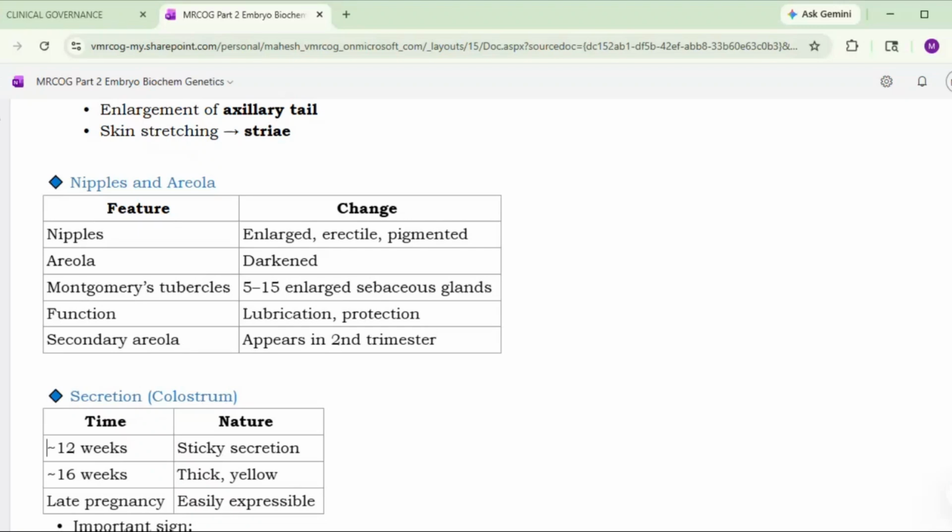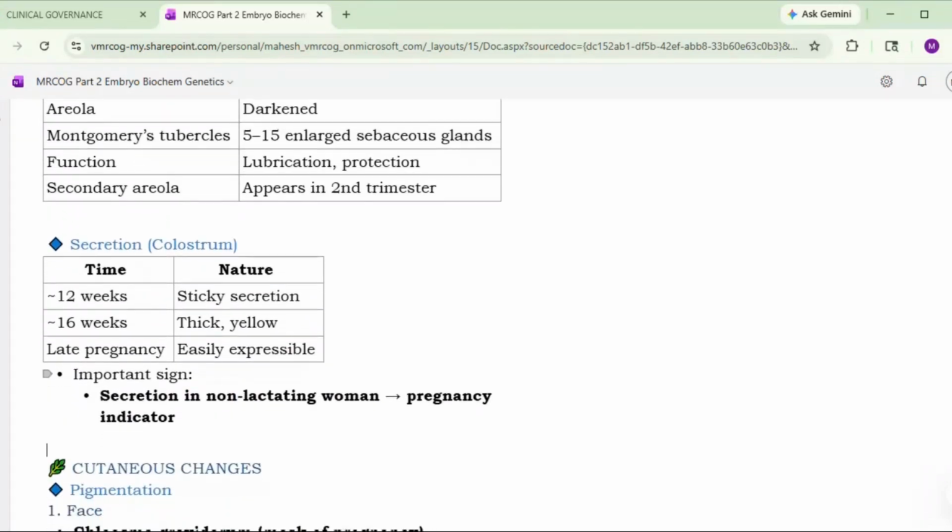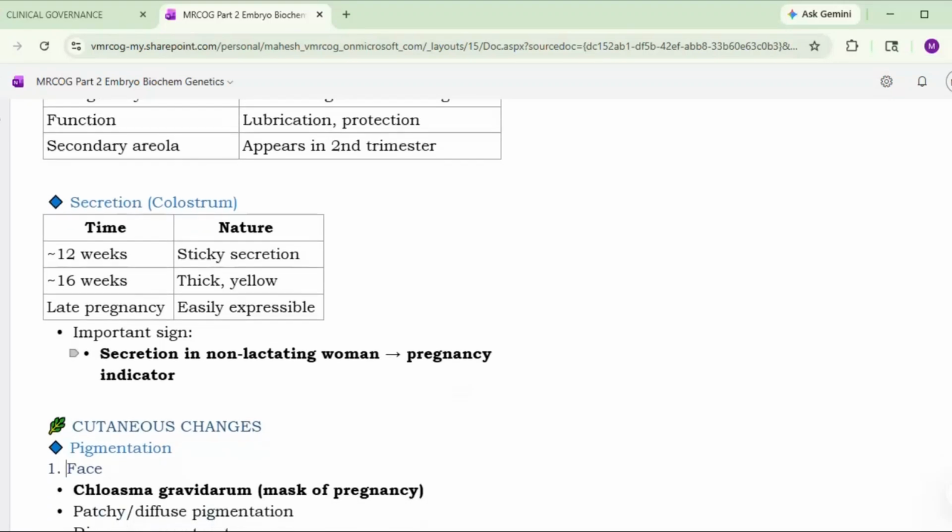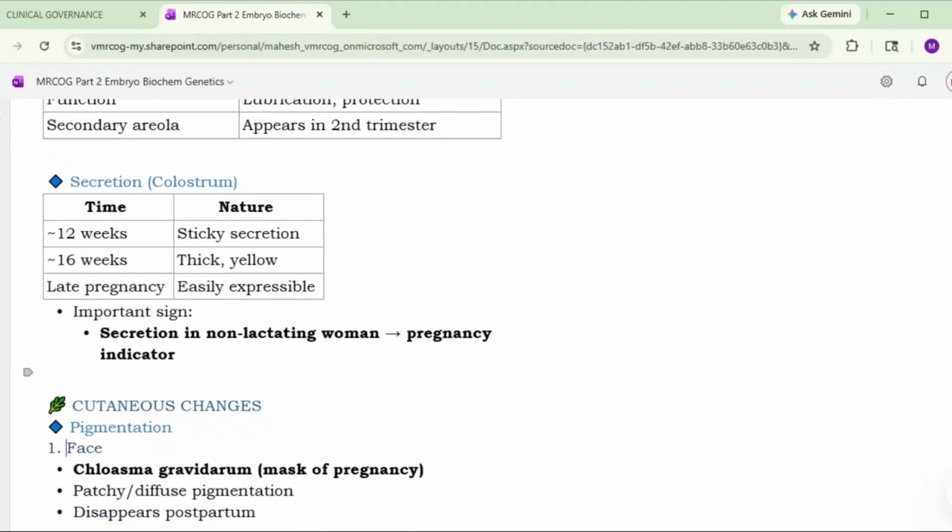There is a secondary areola which appears in the second trimester. Okay, so the areola is a darkened area around the nipple. Then secretion from the breast, which is called colostrum. So by around 12 weeks, you get some sticky secretion. Around 16 weeks, it becomes thick and yellow, and in late pregnancy, it is easily expressible. Okay, so presence of secretion is also one of the important signs of the pregnancy. So secretion in non-lactating women is a pregnancy indicator.